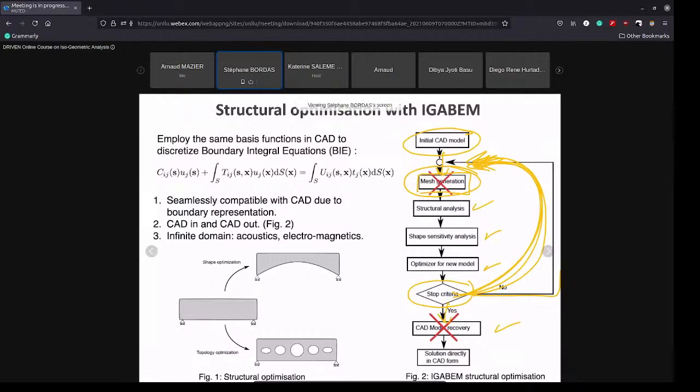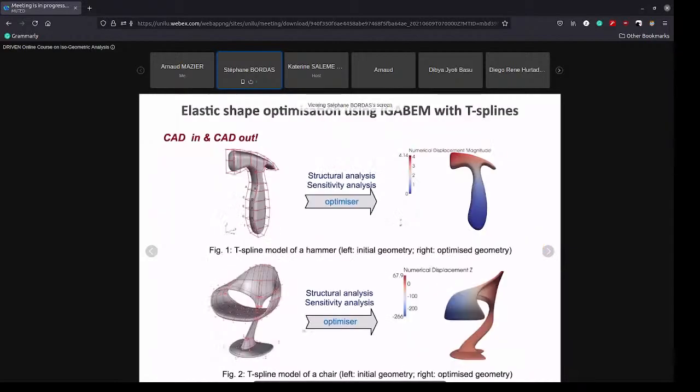And once you have a solution, you need to recover a CAD model because what you have is a mesh. You don't have a CAD model, which means you need to recover the CAD model. So here, in our case, with isogeometric boundary element structural optimization tool, you can directly from the CAD model skip all that mess of mesh generation that goes out the drain. The CAD model recovery goes out the drain also, and you directly optimize for the shape of the object without any need for mesh generation.